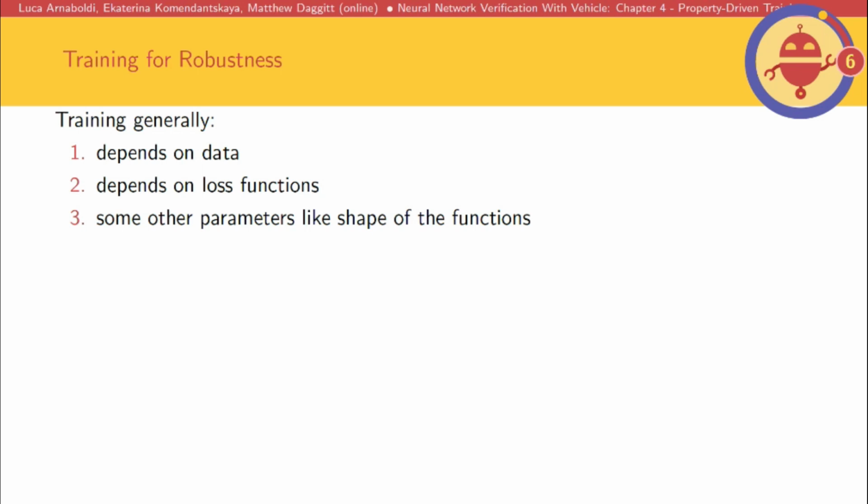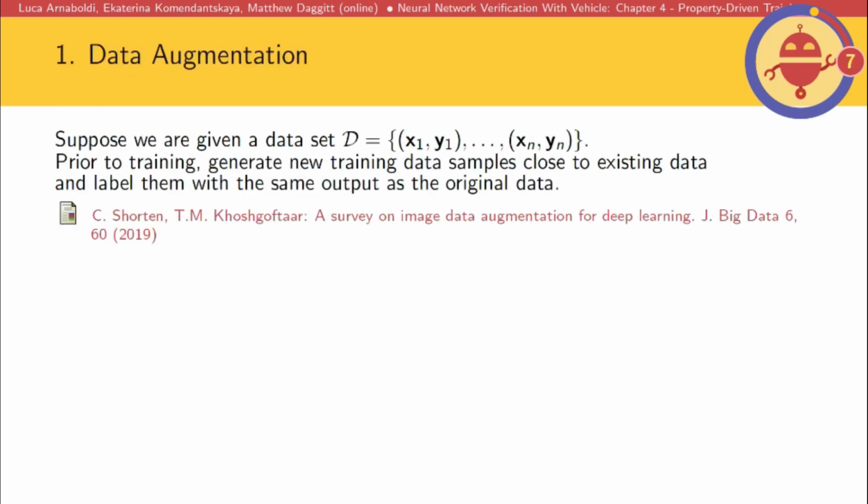So let's relax first and just think about it simply. Training generally depends on data, depends on loss functions, and perhaps other parameters like shapes of the functions. So this is simple. You could imagine that, of course, the machine learning community tried all these 3 paths in terms of making their neural network robust. So first of all, and this is the simplest, you augment your data set. So you get the results, my neural network is not particularly robust. You say, I changed the data set. So I will use this D for the training data set.